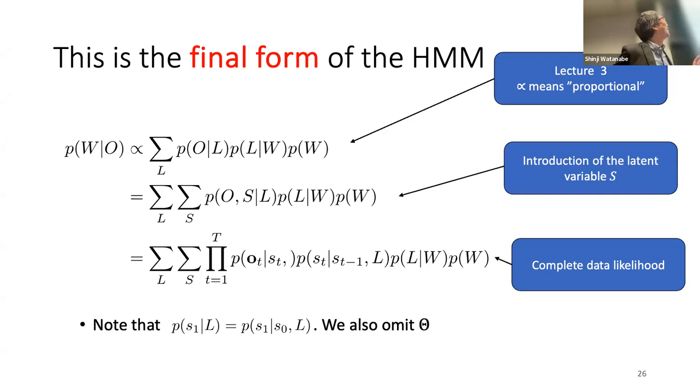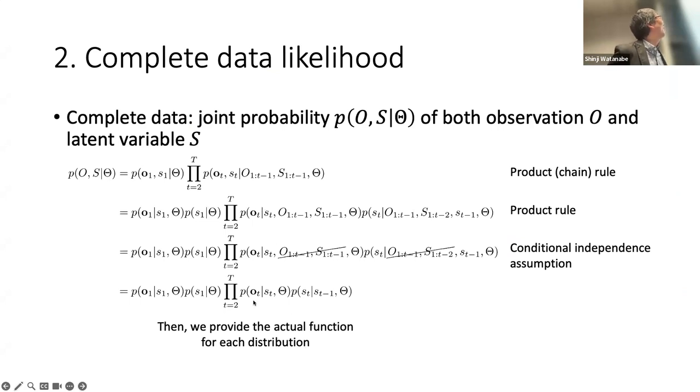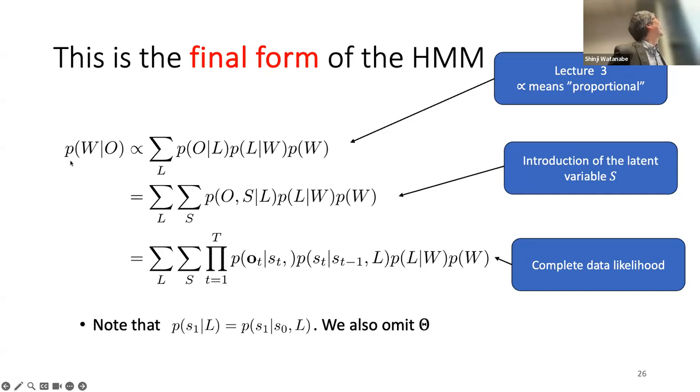In lecture three, we discussed this one, right? And in our previous discussion, we introduced the alignment, and in the previous slide, we further factorized this. So this is the final form of the speech equation solved by HMM-based approaches. To derive from here to here, note that we don't use any approximation except for the conditional independence assumption, the product rule, and the sum rule.